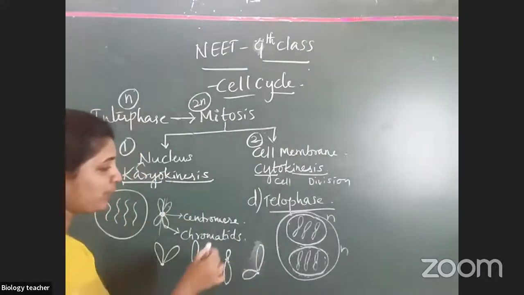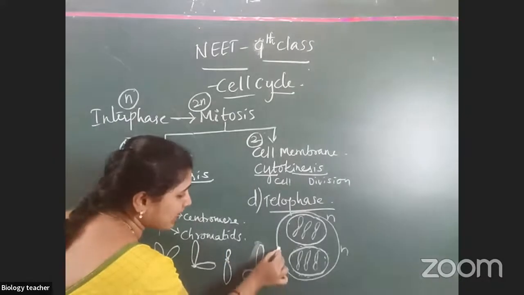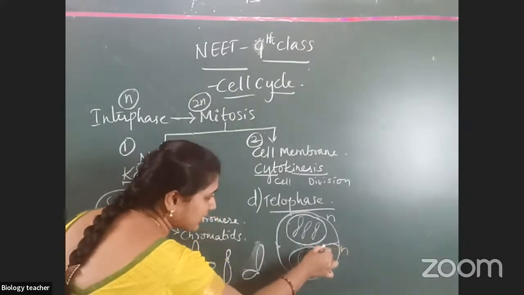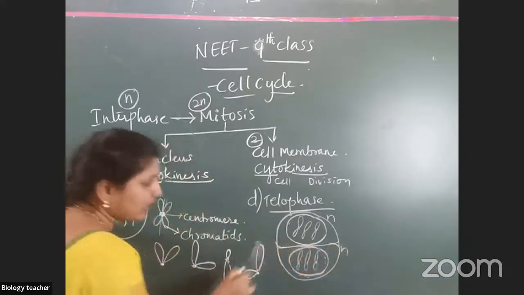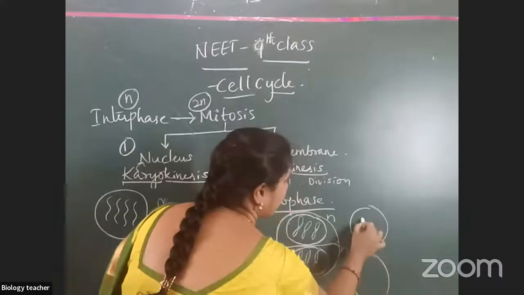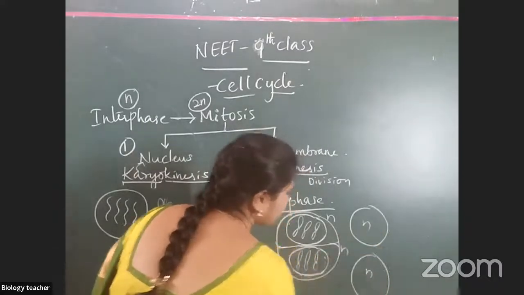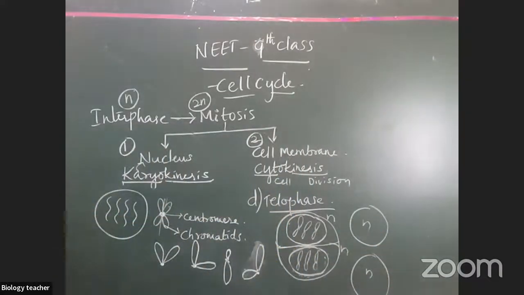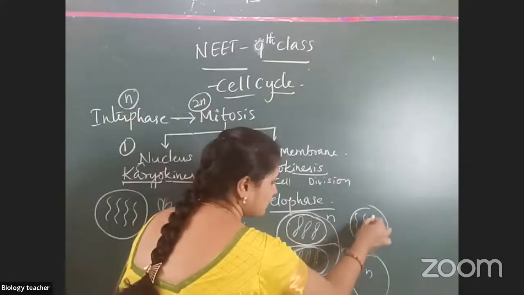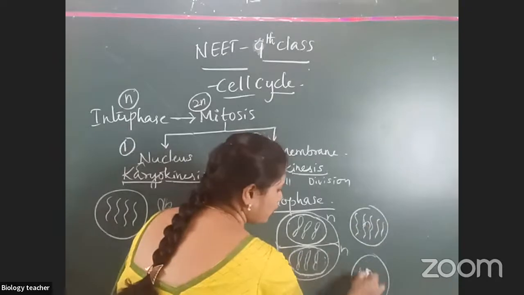Here it projects like this and divides totally, into cells each with one n, one set of chromosomes. So now the chromatids will form chromosomes.